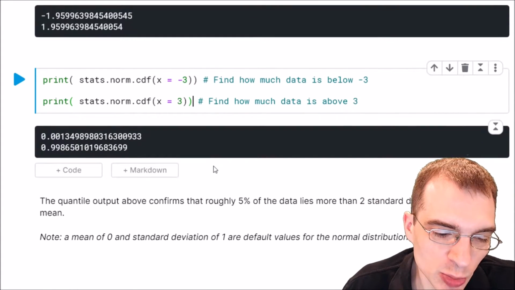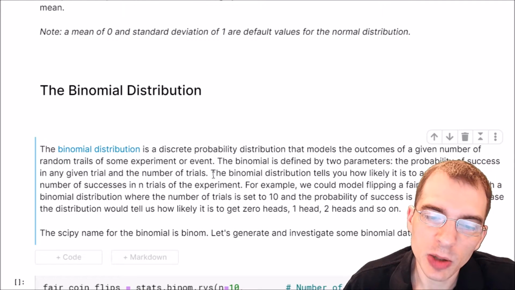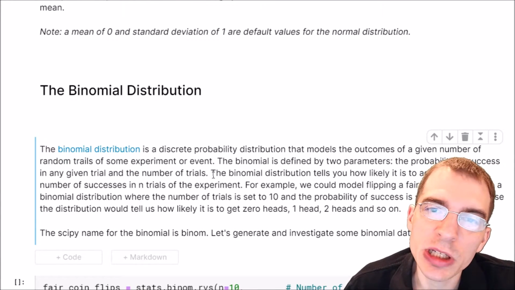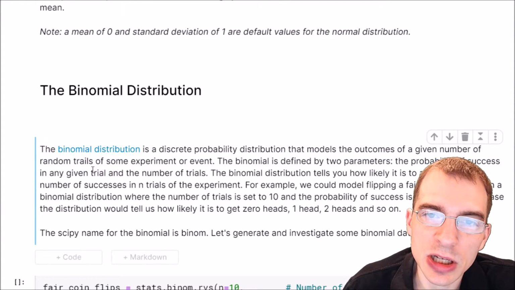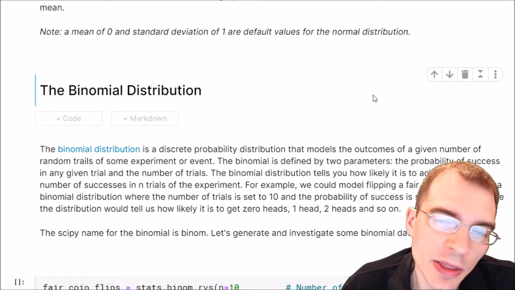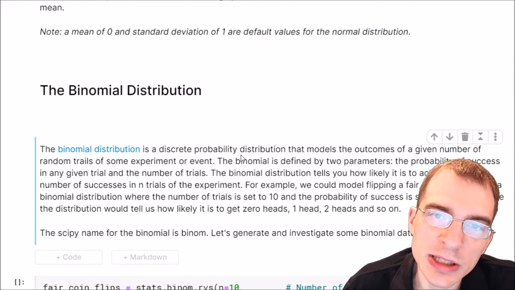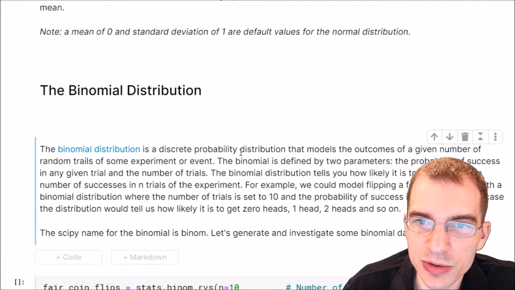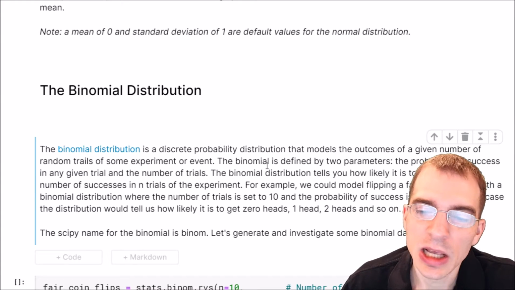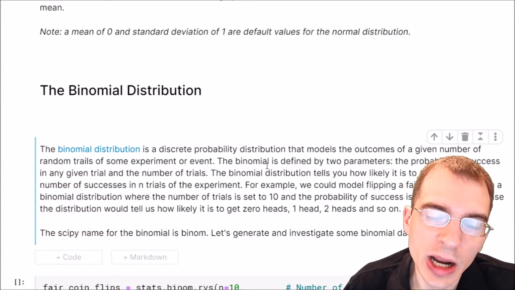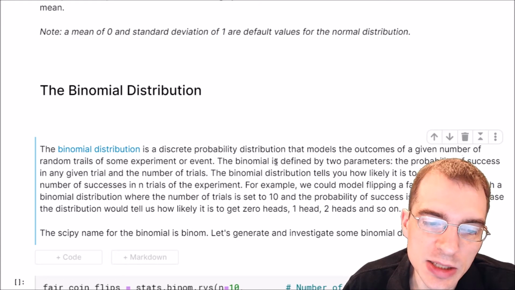So next we're going to move on and discuss the binomial distribution. The binomial distribution is a discrete probability distribution. Discrete meaning instead of a continuous function that can take on any value, a discrete probability distribution only takes on integer values. The binomial distribution models the outcomes of a given number of random trials of some experiment with a certain probability of success p.